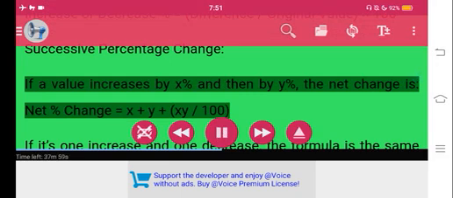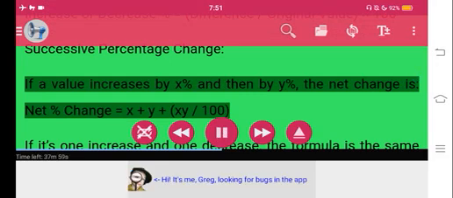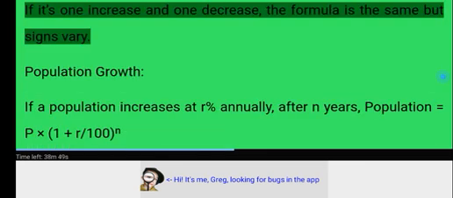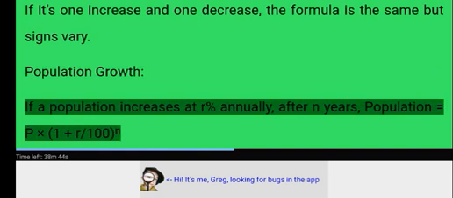If it's one increase and one decrease, the formula is the same but signs vary. Population growth. If a population increases at r% annually, after n years, population equals P times (1 plus r divided by 100) to the power of n.